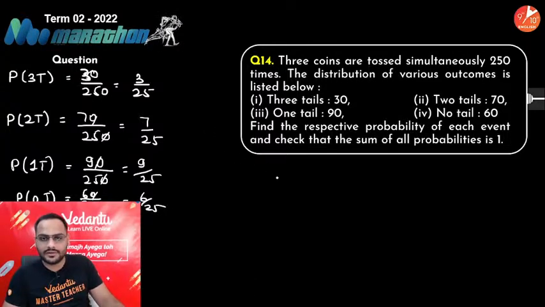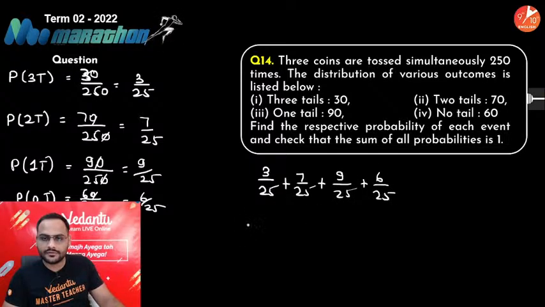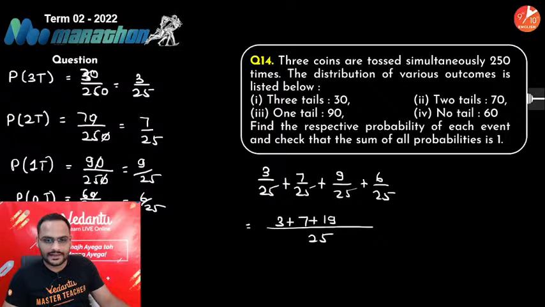Sum of all of them, if we do the sum of all of these probabilities, 3 by 25 plus 7 by 25 plus 9 by 25 plus 6 by 25, we are getting 25 as the common denominator, and 3 plus 7 is 10, plus 9 is 19.